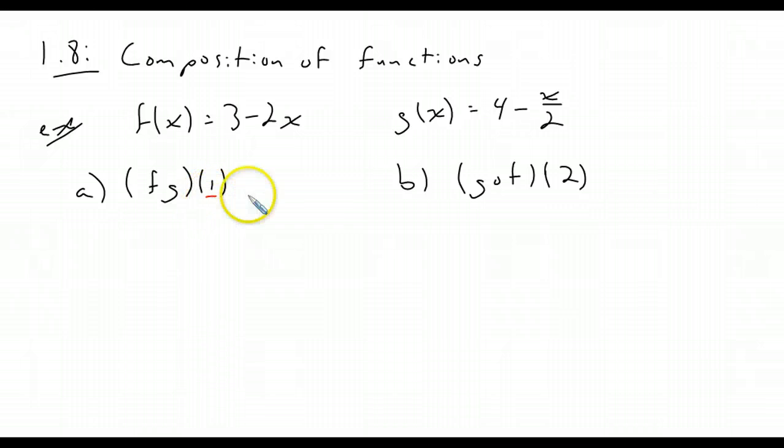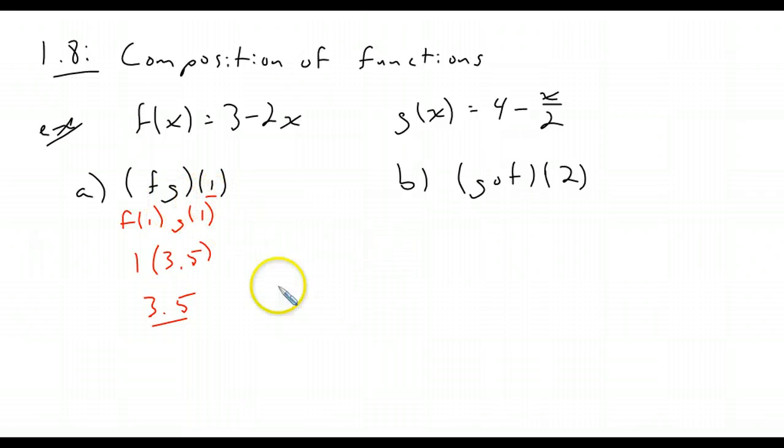When you're given a 1 or a 2 or any number instead of an x, we can actually plug these in. So this would be the same thing as f of 1 times g of 1. So all you're going to do is find the value of f of 1. So go to f and plug in 1. 3 minus 2 times 1 is 1. Go to g, plug in 1. 4 minus 1 half is 3.5. So 1 times 3.5 is 3.5. So I would actually get a value in the end of f times g of 1, rather than having the x like we were seeing before where we would come out with some other sort of equation.